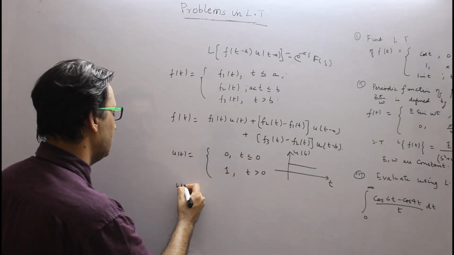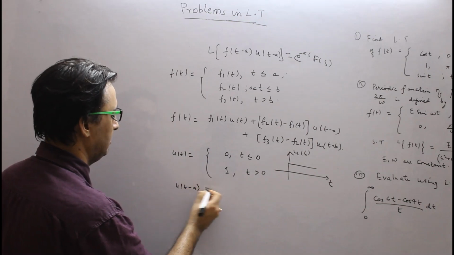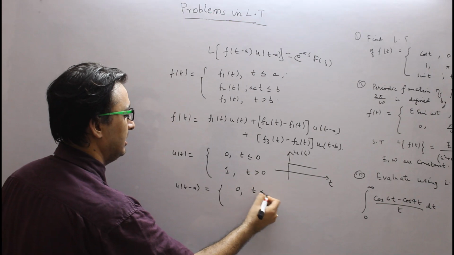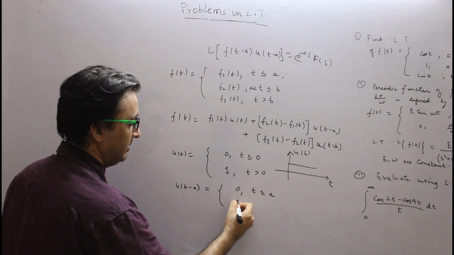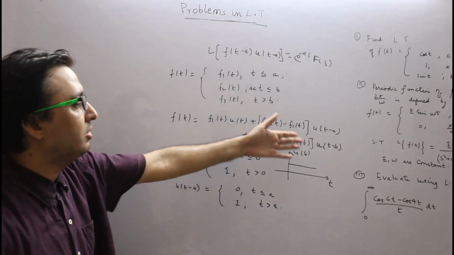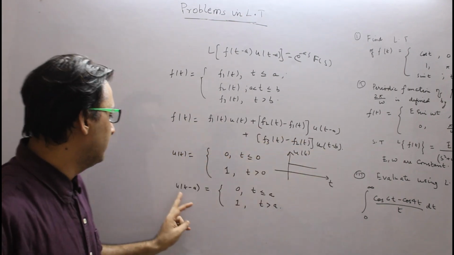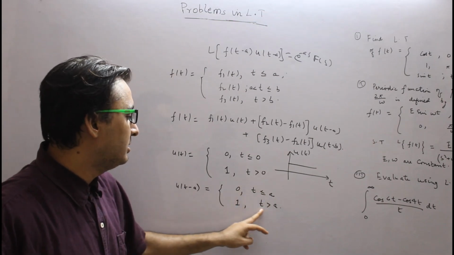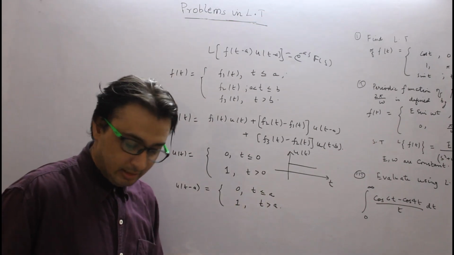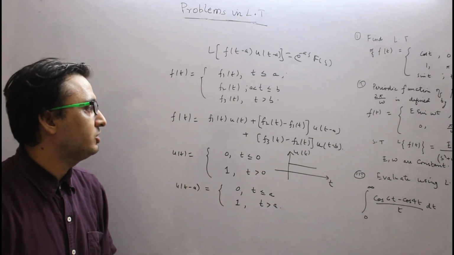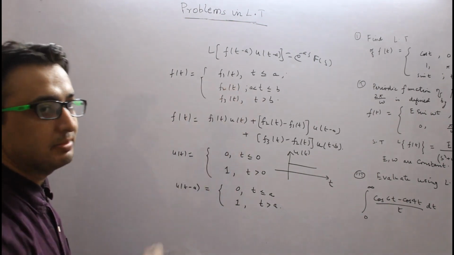Similarly, we can say u(t minus a) is 0 for t less than or equal to a, and 1 for t greater than a. On similar lines, for u(t minus b) it is 0 for t less than or equal to b, and 1 for t greater than b. So I think now it is pretty much clear as to how we write the function. So now I will take up the question.